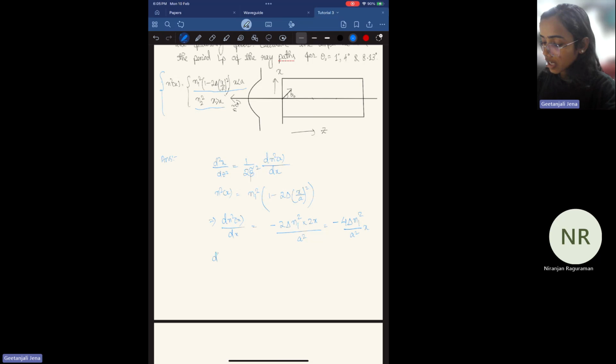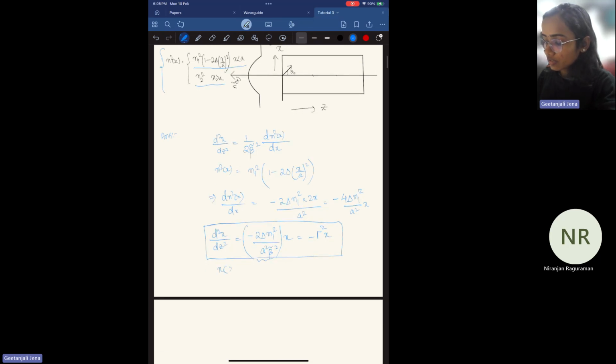Now the ray equation is d square x by dz square equals minus 2 delta n1 square by a square beta tilde square times x. The solution fits a form with some constant gamma: minus gamma square x. The solution of this equation is already known. It's a sinusoidal function, so x of z you can write as a sine gamma z plus b cos gamma z.